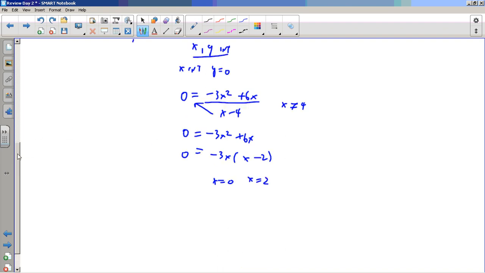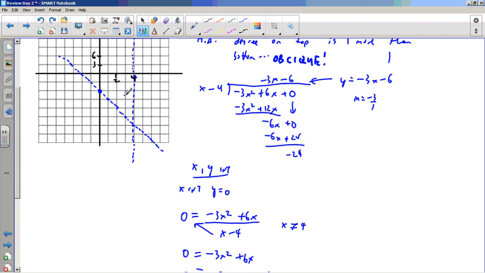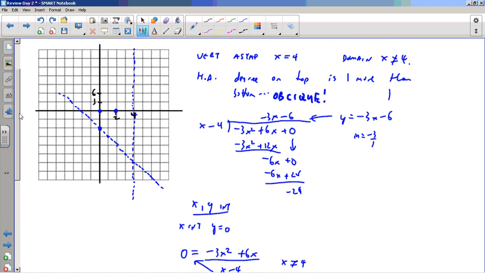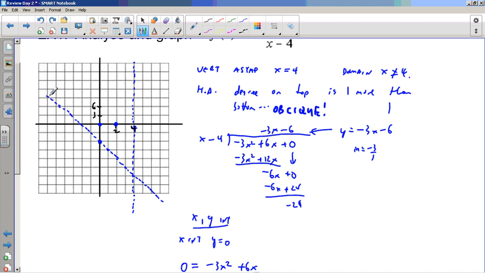So I've got 2 intercepts. x equals 0, x equals 2. Right? And actually, for the most part of the graph, I could finish it now because I know it's got to get close to these axes, or these asymptotes rather.